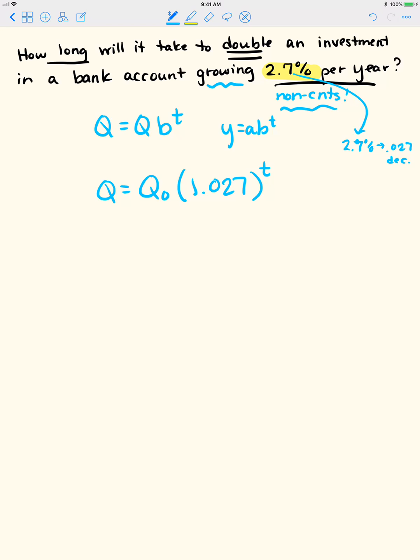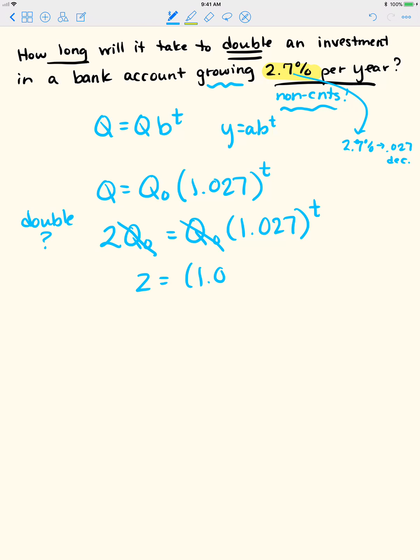Okay? So if we want to find out how long it takes to double, the setup will be, we'll double the initial value equals whatever the initial value was times the 1.027 to the t power. The initial values divide away to 1. You're left with 2 equals 1.027 to the t power. And now we are set to solve this exponential equation for t.